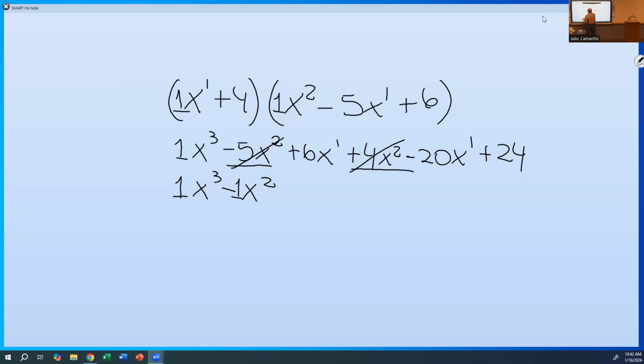And then let's go to these two that have the power of 1. You have a positive 6 and a negative 20. 20 is greater than 6, so it will be a negative answer. Then you subtract: 20 minus 6 is 14. It will be negative 14x to the 1 power. You are done with these two. There is nothing else to combine with the 24, so you rewrite the 24 again, and that is the final answer, because we don't have any more like terms.